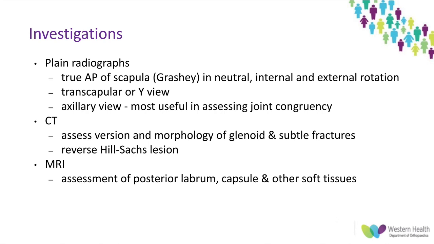CT is very useful to assess bony morphology. It's useful for looking at the version of the glenoid, whether there's any glenoid bone loss, and also looking for subtle fractures. It also can determine whether there's a reverse Hill-Sachs lesion. MRI is useful for soft tissues and should be done to look at the assessment of the posterior labrum, the capsule, and other soft tissues.